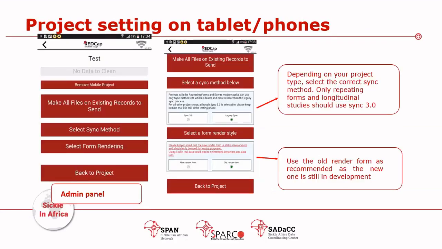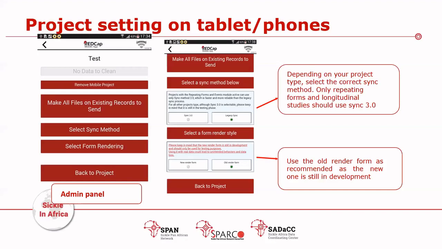For the project setting on tablets or phones, this is the admin panel. The admin is the one who adds data collectors, and for those who are using repeating instruments, they have to go through legacy synchronization in terms of version 3.0. Those who are using the old one go to the forms. For those who are using the previous versions, they use the render forms for collecting data.